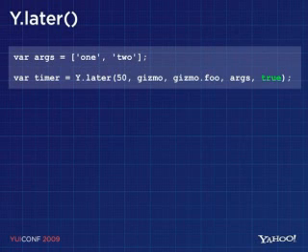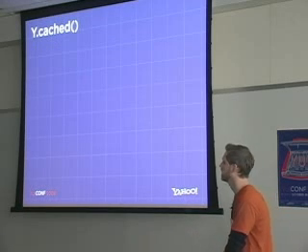So in this case, I want to call Gizmo's foo every 50 milliseconds, and so I'll specify true to do that. Now I'm doing this on an interval basis. And regardless of whether I'm using set timeout or set interval, I'll always be returned that timer object with that cancel method to cancel the timer. And that's y.later.